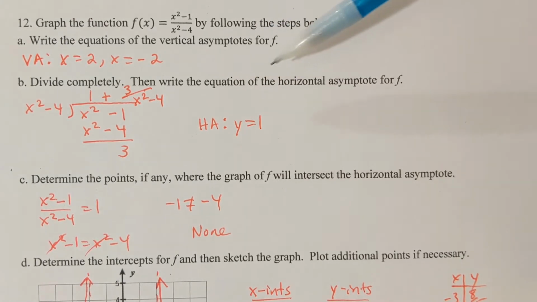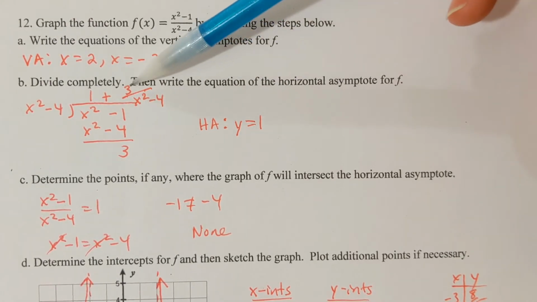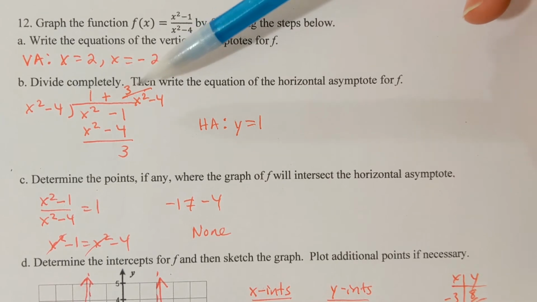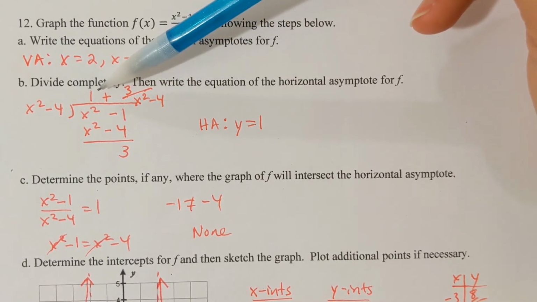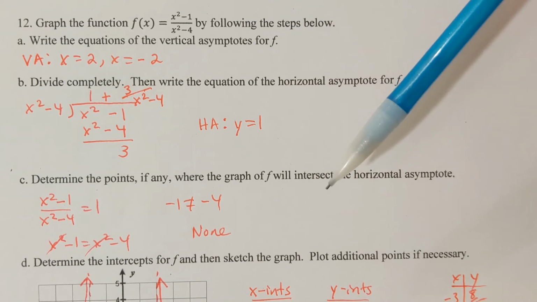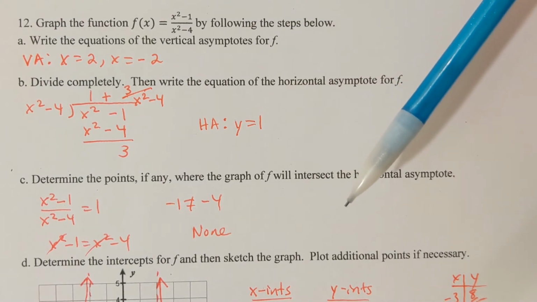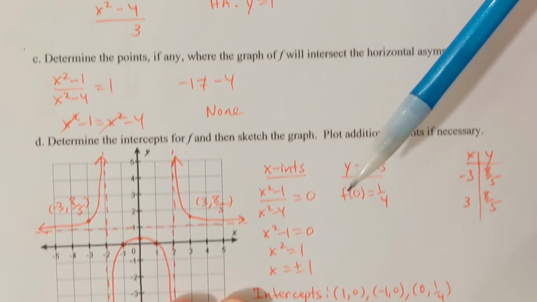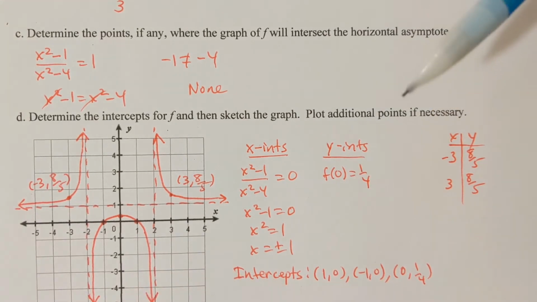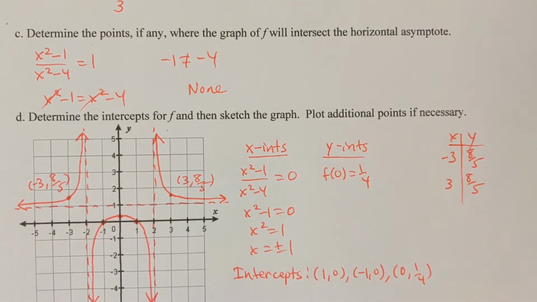Now, to get the equation of the asymptote, you're going to disregard this leftover and write down y equals whatever information you see to the left, which for us is y equals 1. Part C, determine the points, if any, where the graph of f will intersect the horizontal asymptote.